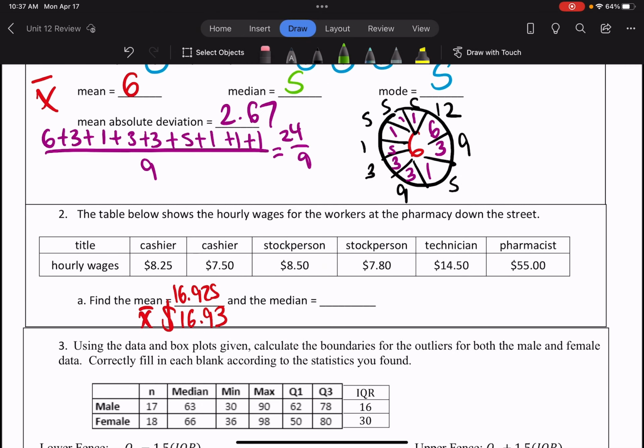And our median here says 8.375. Or we can say that our middle value for what is getting, so the middle wage here, would be $8.38.